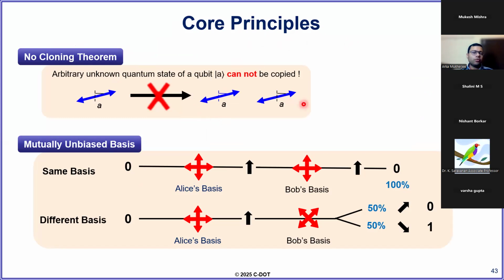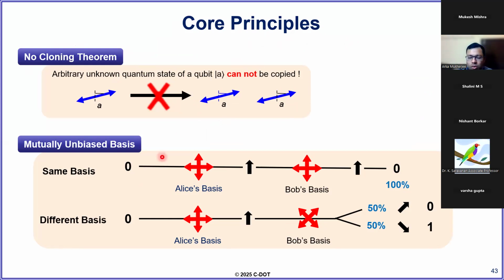So in classical, if you have data, you can make multiple copies of it. For example, you have data in your pen drive, you can make multiple copies. This is digital data or classical data, but in case of quantum states, you can't do that. So it is not allowed. Then the other basic concept is the concept of mutually unbiased basis.